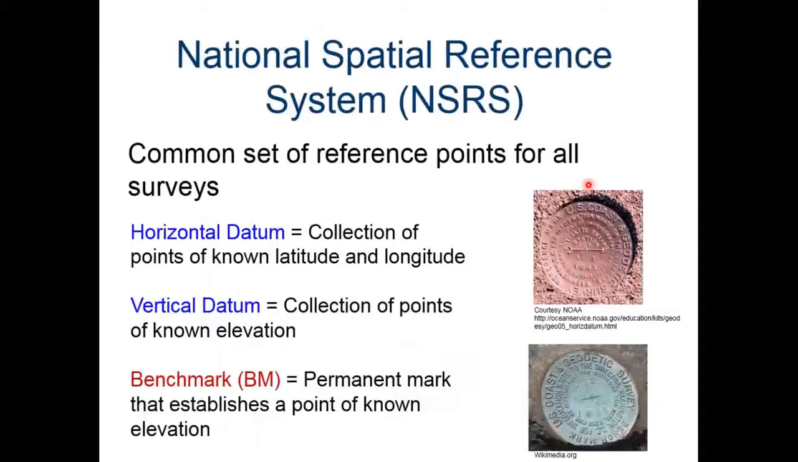Let's talk about benchmarks. These are permanent marks that you've probably seen, you just don't know what they are. These can be found on the street, in sidewalks, even on the peaks of mountains. They are a permanent mark of a known elevation and a known latitude and longitude.